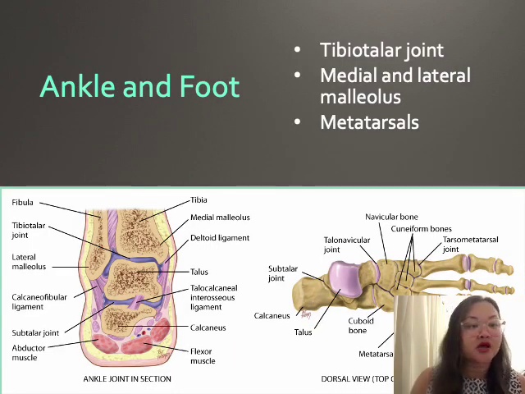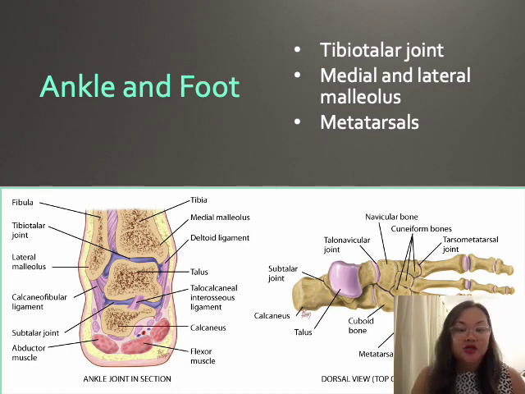And the last joint we're going to talk about is the ankle and foot. And this is called the tibio-talar joint. This is where the tibia, the fibula, and the talus come together. And again, it's another hinge joint. So it's limited to the flexion and extension. So flexion meaning dorsiflexion, and then extension meaning plantar flexion, again against one plane.